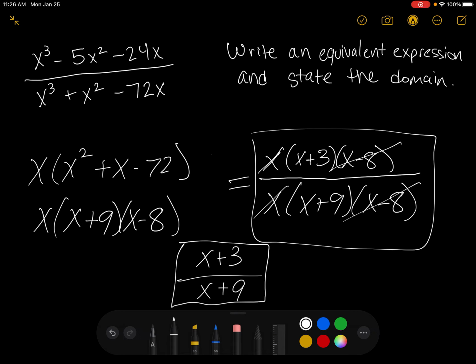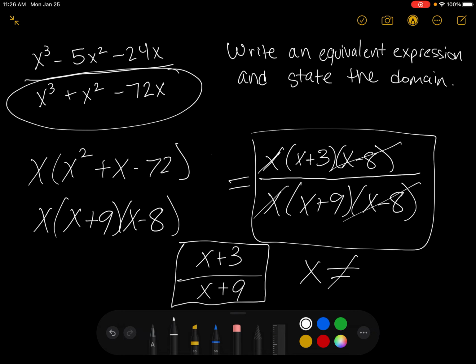Now, I forgot to think about the domain, but for the domain, you're going to look at the original denominator. You're going to look at the terms that would make that equal to 0, and that's what's going to give you your domain. So here, if we look back at before we crossed everything out, we had x equals 0, x plus 9 equals 0, and x minus 8 equals 0 as our denominator. So those are all the values that x does not equal.